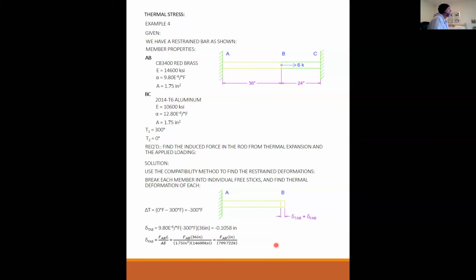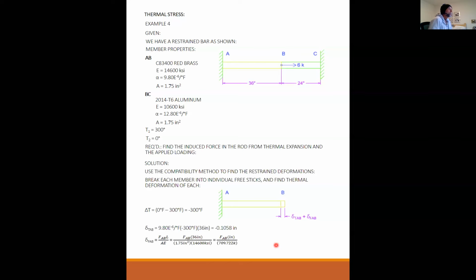Okay, so a question was, how do you know to use the compatibility method? Do you use it every time? That's a good question. The flexibility method and the compatibility method will both get you the same answer. If they're both used properly, they will both give you the same answer.